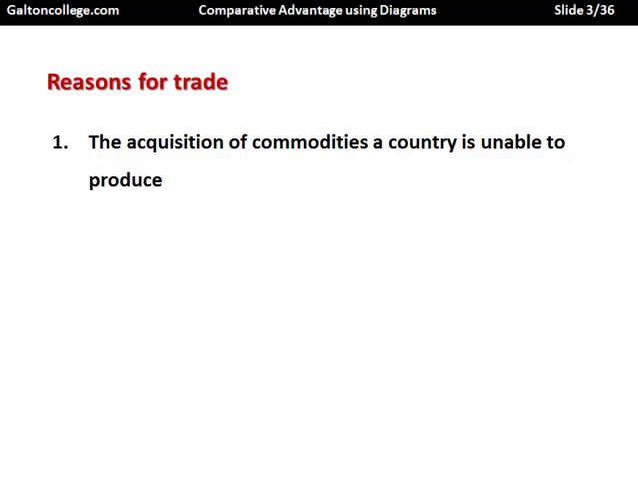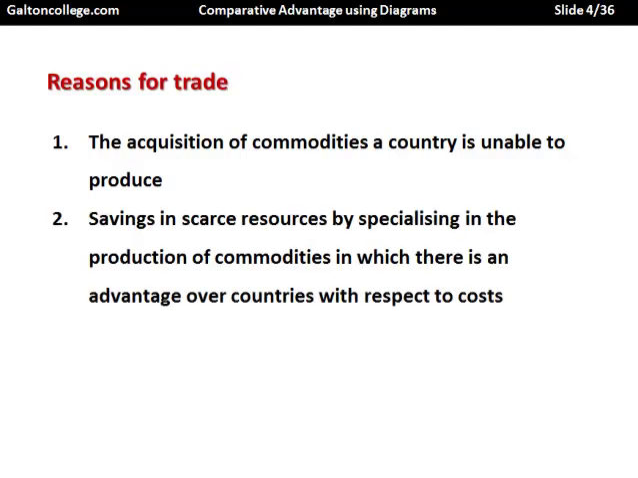That's not to say we can't produce tropical fruit, people living in temperate or even in frigid climates. We could, but it would be very expensive to do so. It's much more rational to trade with people in countries where the fruit is abundant and easily grown. There's also a saving in scarce resources by specializing in the production of commodities in which there is an advantage over countries with respect to costs. Putting it differently, it's simply more efficient to trade.